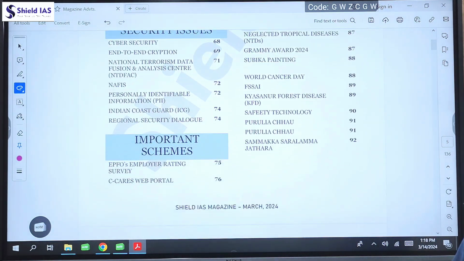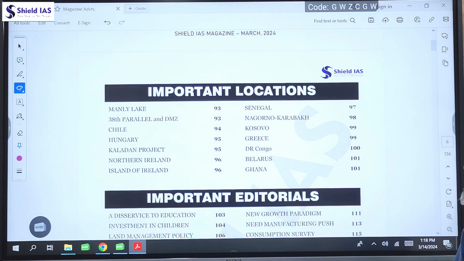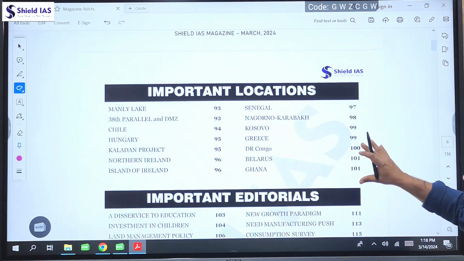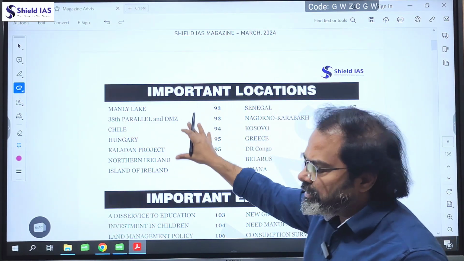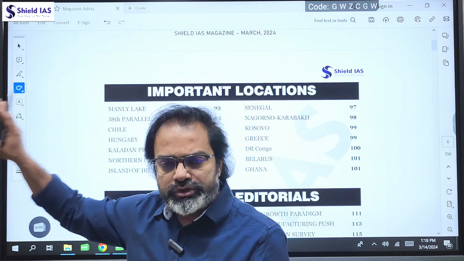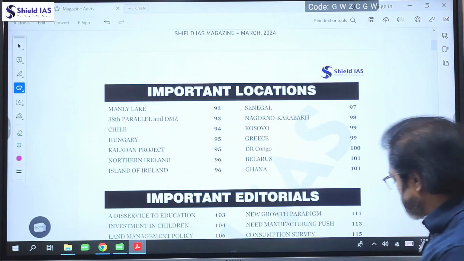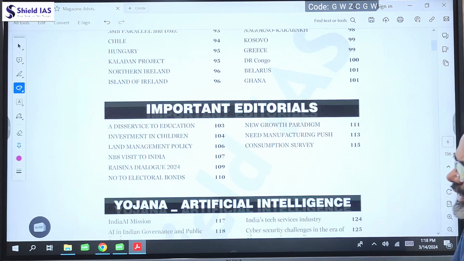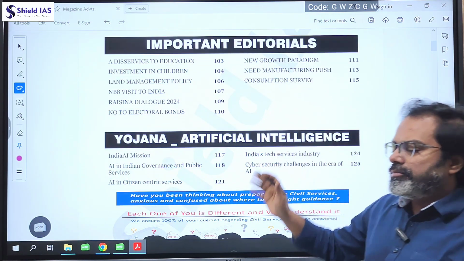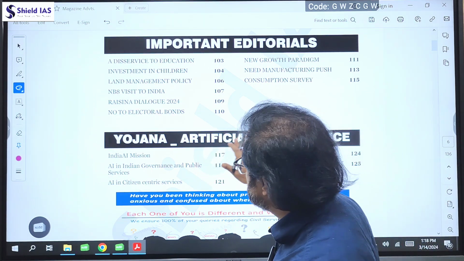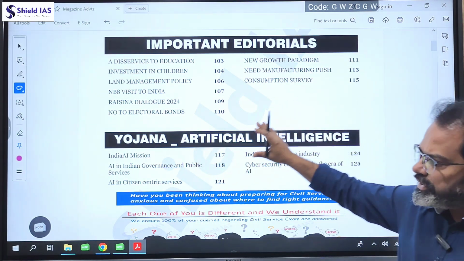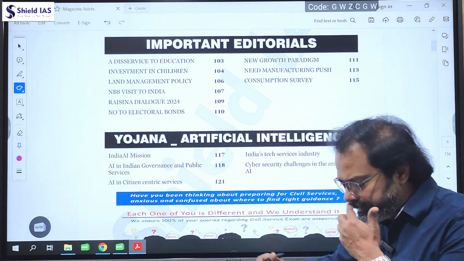Then comes important locations. There are 14, 15, 16 locations covered from the entire month. These locations will definitely help you in answering 2 to 3 questions in the prelims examination. Then comes important editorials, the most filtered editorials which are going to help you in the mains examination. And then comes Yojana, the theme being artificial intelligence, and 4 or 5 articles which are the summary of the major articles given in the magazine.